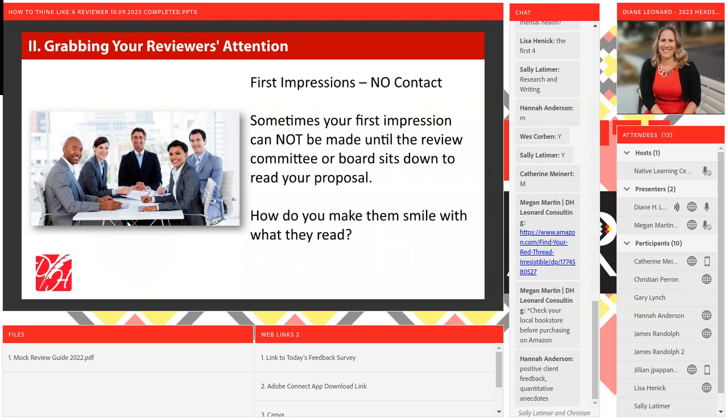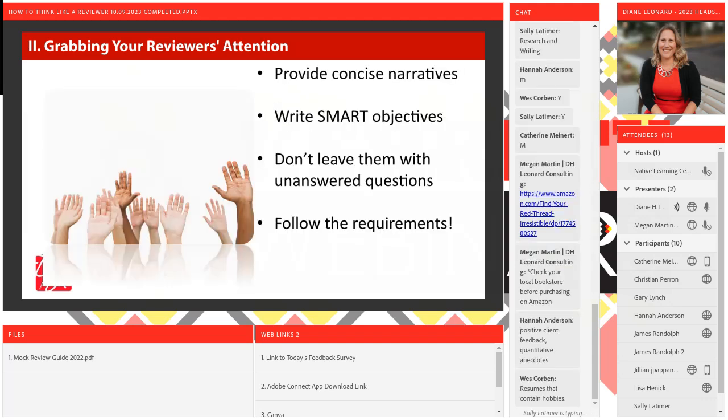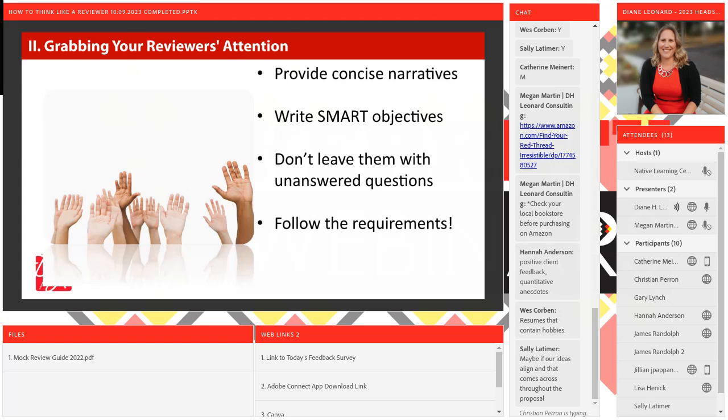Positive client feedback, great. Quantitative anecdotes, great. I think those are things that indeed could make many of us smile. What else? Here are some of the things that I have. Smart objectives. We talked about attainable earlier. Indeed, I love that, but I absolutely want to know my specifics, my measurable components, my time limited objectives. All of those will make me smile.